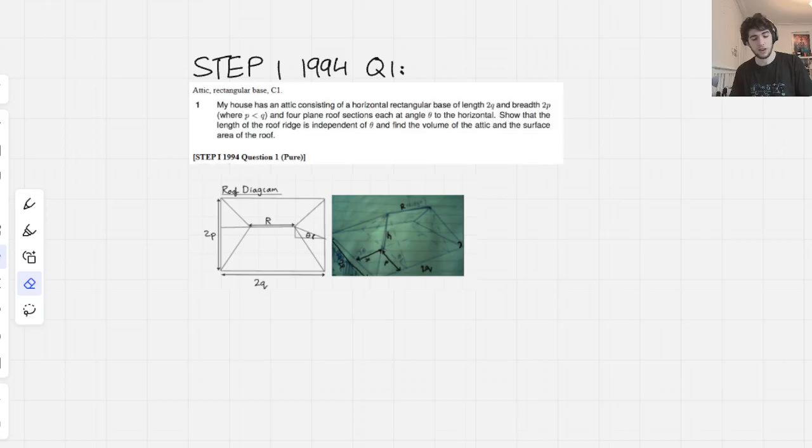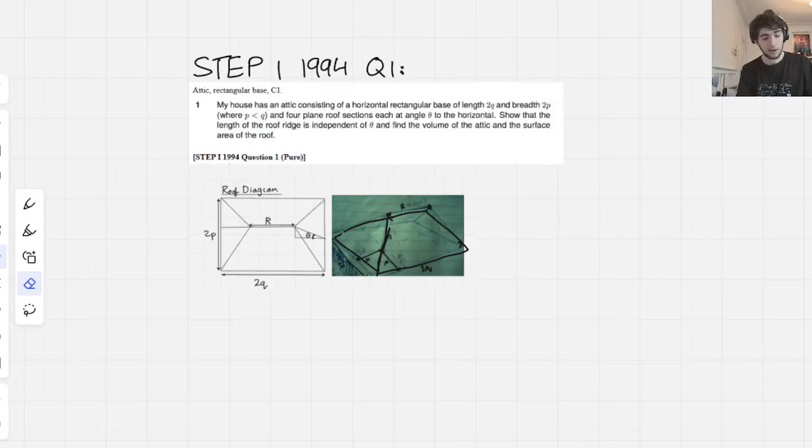But you can see that we effectively have this rectangle here, and that's our base, and that rectangle obviously has length 2q and breadth 2p. And then we have these four plane roof sections. Some of them are like triangles and some of them are like trapeziums. And the two trapeziums meet along this common line, which has length r. And the two triangles meet at opposite points on that common line.